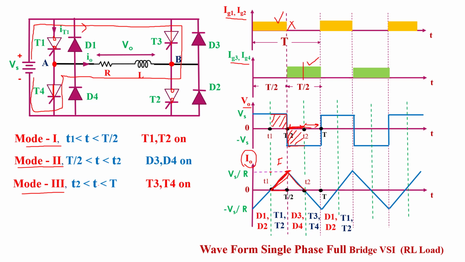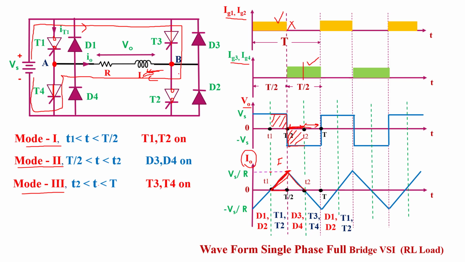This time current flows from B toward A. The direction of current flow is this. So this time current increases exponentially across the load in reverse direction. Here we see current increase exponentially across the load in reverse direction. So the current direction is negative this time.